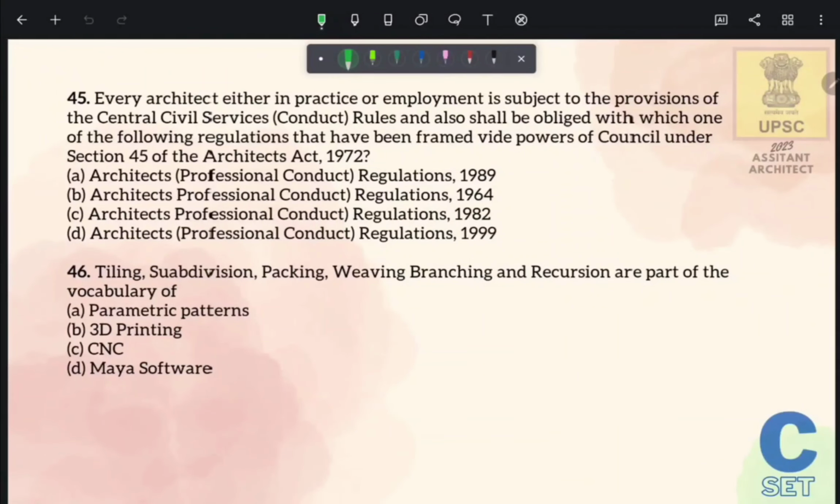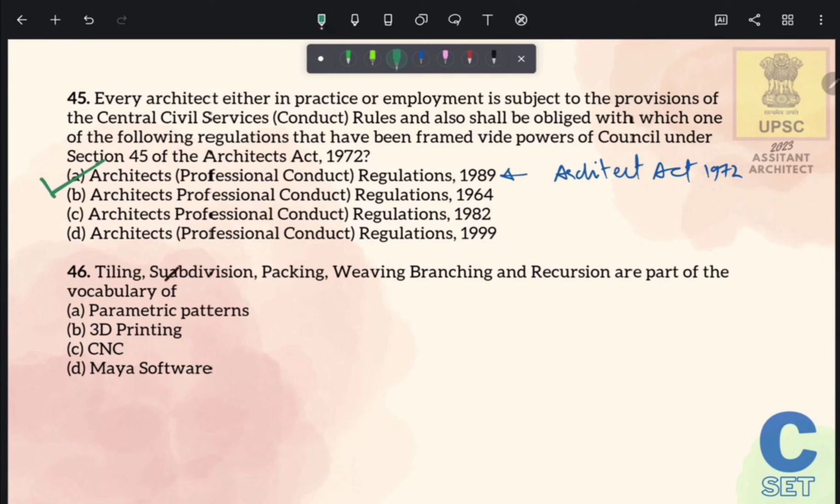Every architect, either in practice or employment, is subject to the provision of Central Civil Service rules and shall be obliged with which one of the following regulations that have been framed with power of council under section 45 of the Architects Act 1972. So as I already told you regarding the professional conduct, it came in year 1989, which was an amendment of Architect Act 1972. Therefore the correct answer of this is option number A, Architect Professional Conduct Regulation 1989.